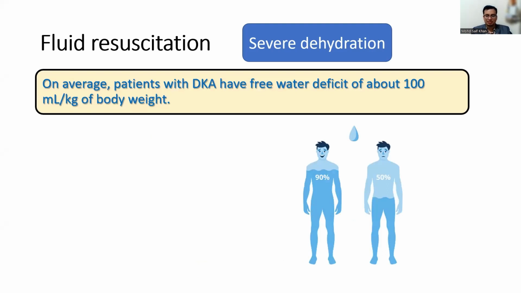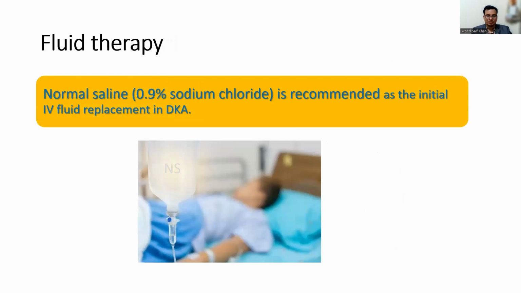So DKA patients are severely hypovolemic, with a water deficit of about 100 ml per kg of body weight, and therefore fluid resuscitation is the cornerstone of therapy, the first line of DKA management. Initial IV fluid replacement starts with 0.9% sodium chloride at a rate of 15 to 20 ml per kg, that is about 1 to 1.5 liters over the first hour. Thereafter, the rate and type of fluids is determined by assessment of the clinical condition.